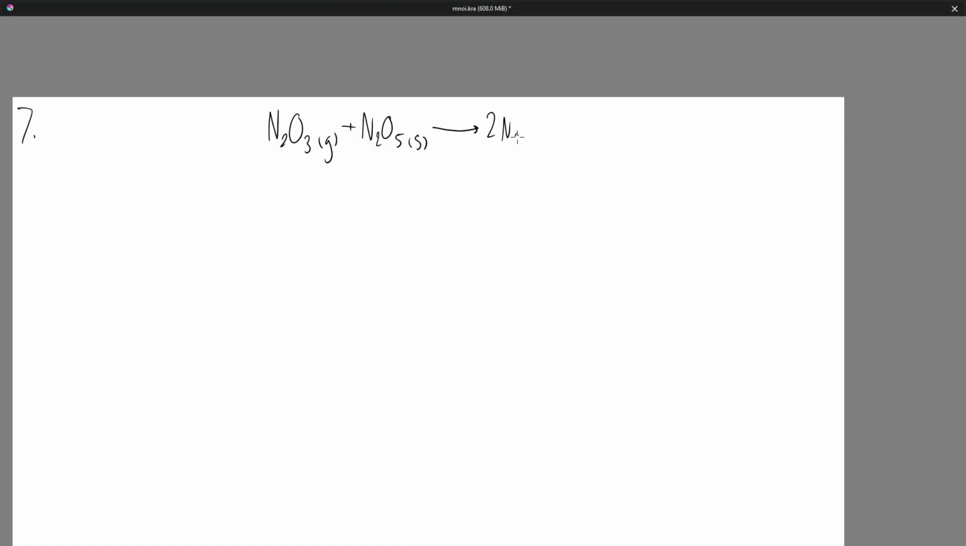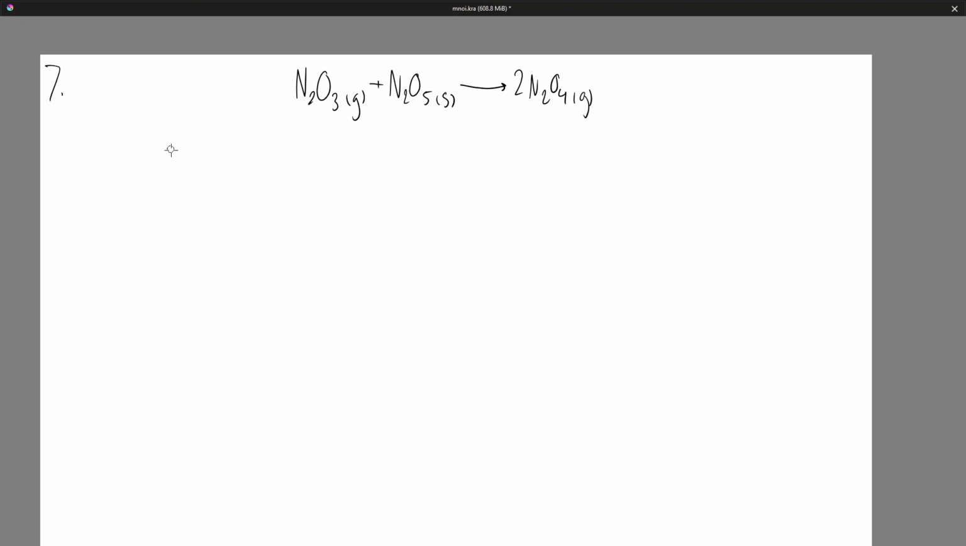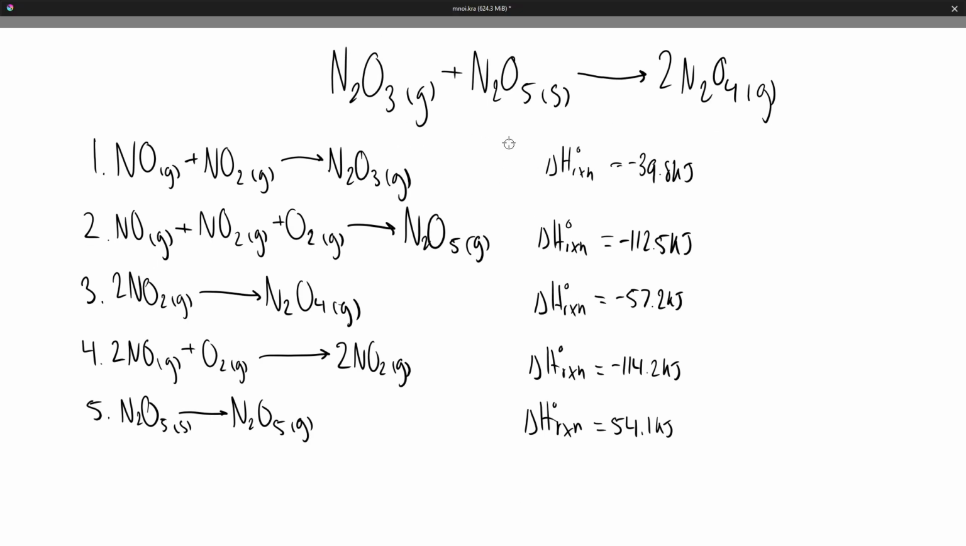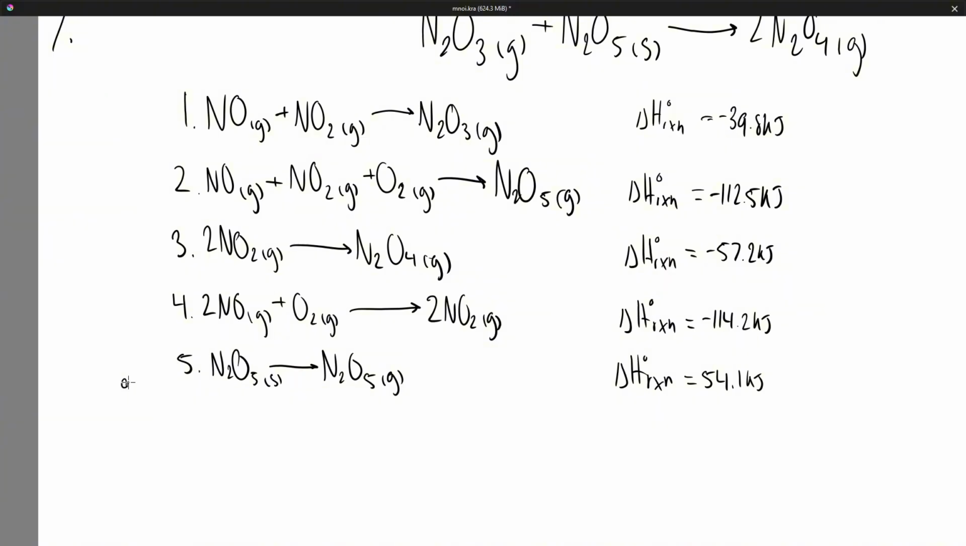Make 2 N2O4 gas. So let me just go ahead and copy over all of the equations real quick. Okay, so I copied everything over. Now let's work towards this top equation. Let's start off with the N2O5. We want it to be solid, which means we want this solid one to stay on the left side. So this is good. We don't want to change this.